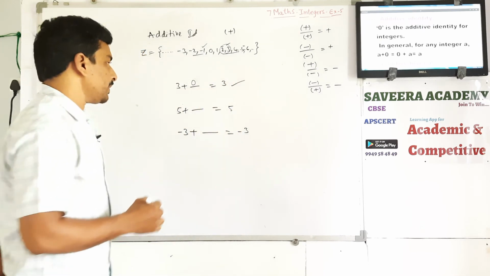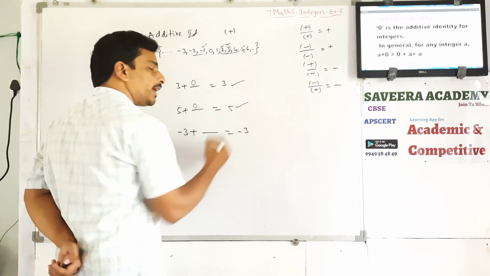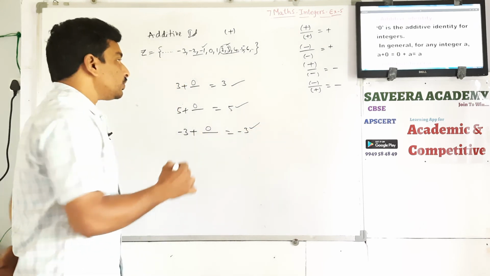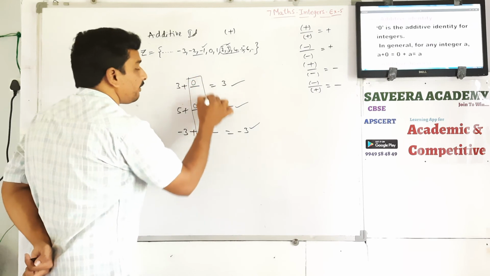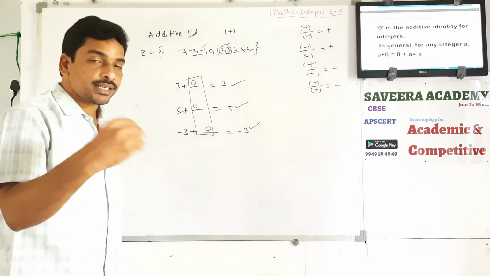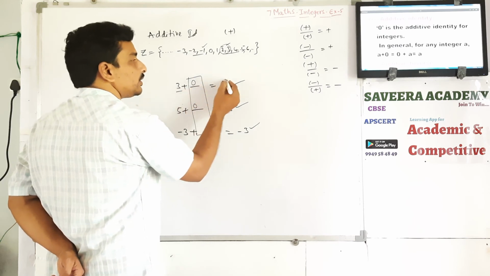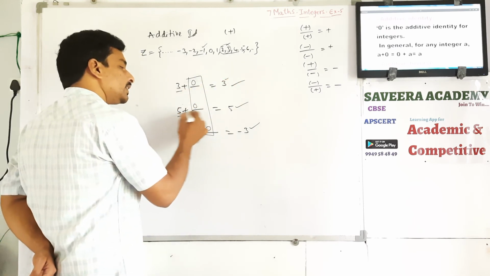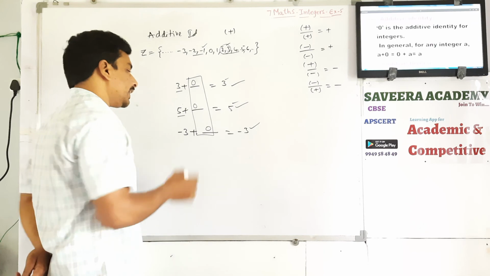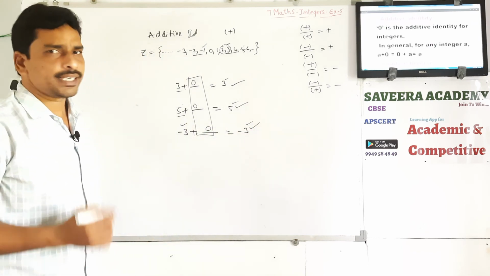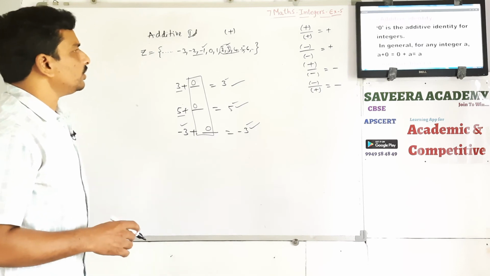If I write 0, 3 plus 0 is equal to 3. Yes, well satisfied. 5 plus 0 is equal to 5. Minus 3 plus 0 is equal to minus 3. So 0 is there. Whenever we add 0, we get the same answer. Here 3 plus 0, same 3 we got. 5 plus 0, 5, same answer. Minus 3 plus 0, minus 3, same answer we got. Yes or no? So like this, you have to understand.